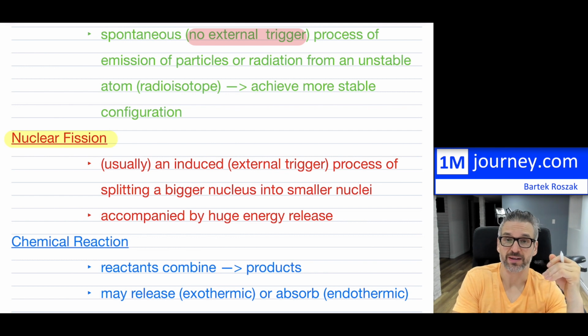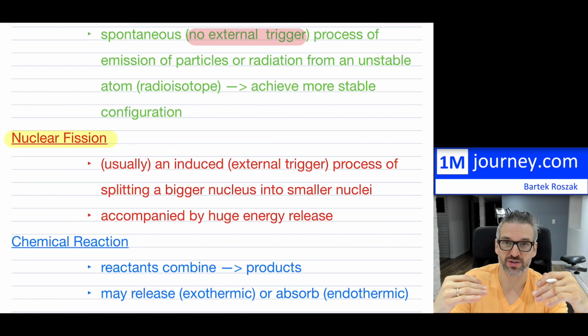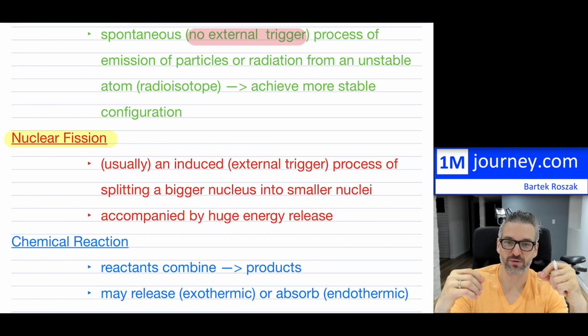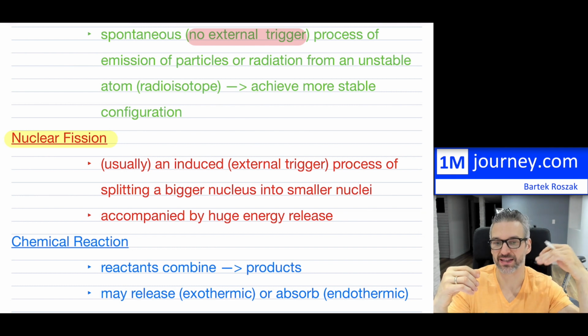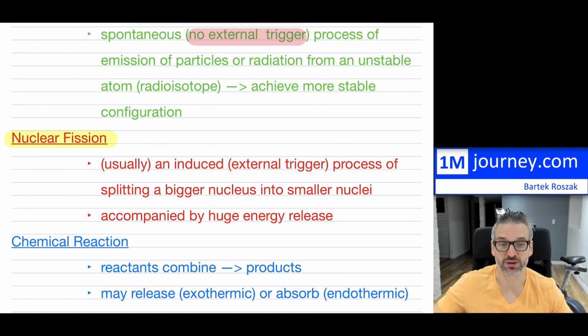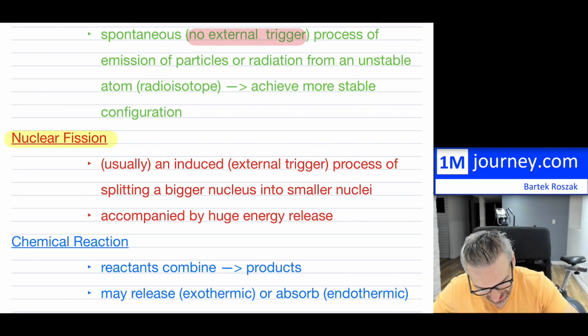Nuclear fission is induced. So we have an external trigger for this. It isn't necessarily caused by the atom itself. So it's induced, and the word induced just means external trigger. And it is the process of splitting a bigger nucleus into smaller nuclei. And this is exactly what I have highlighted here. So that is what nuclear fission is.